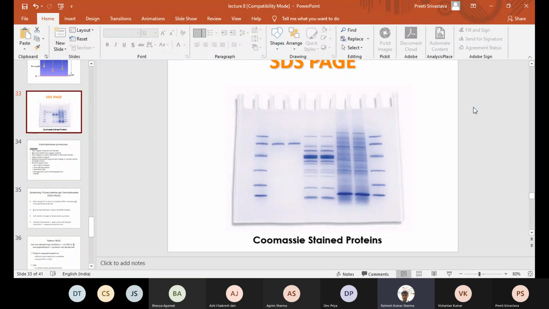Okay. So you will get a picture something like this where the gel will look completely transparent and the bands will appear. You can just see them with your naked eyes. And the blue band is the stained protein.